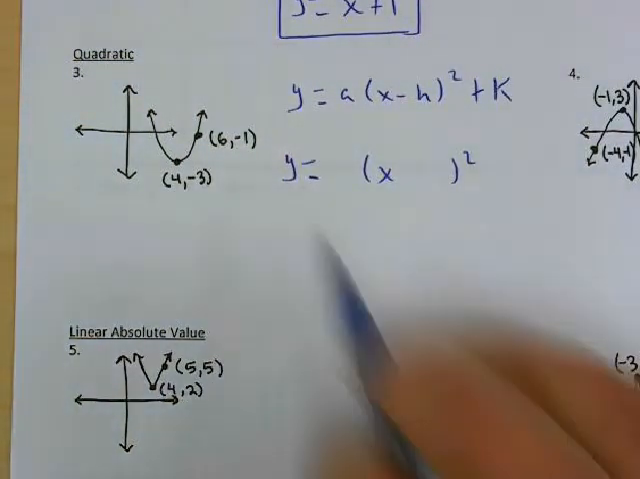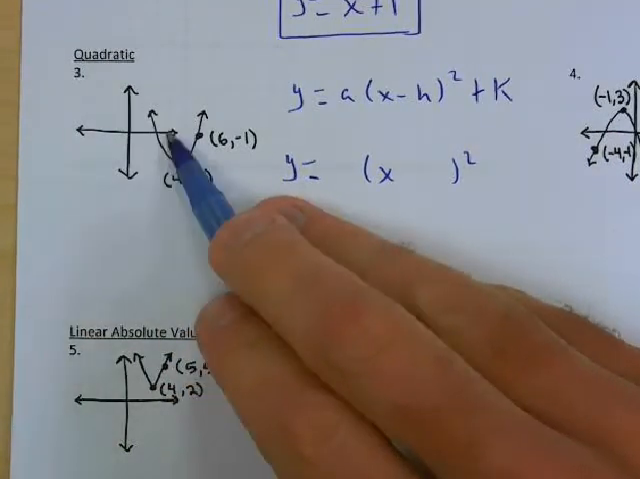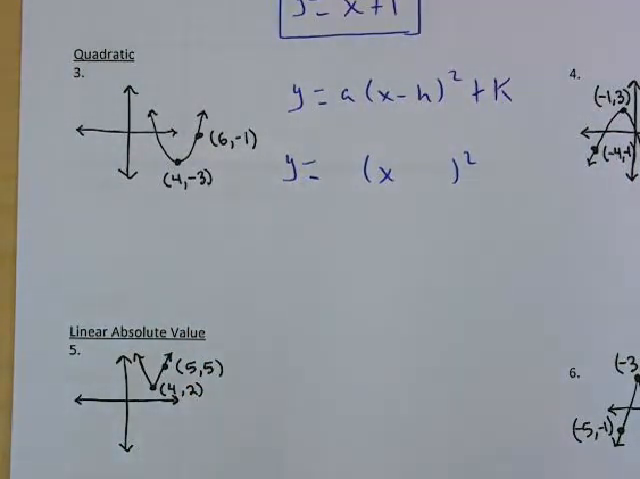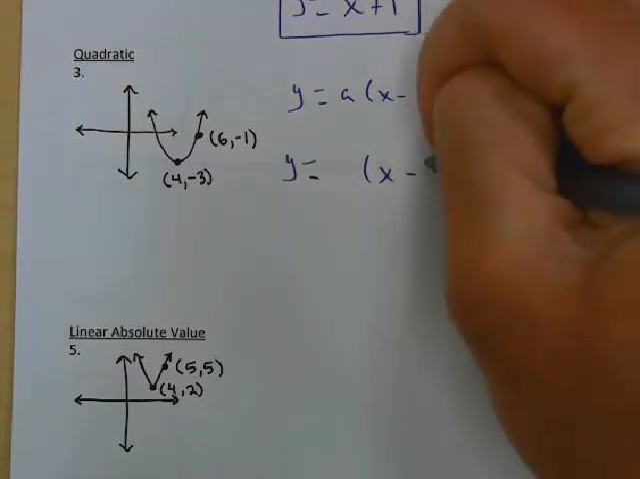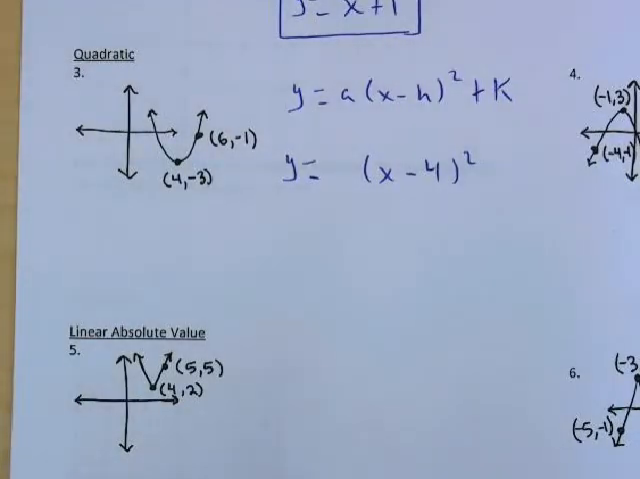Now, just think about it. To move 4 spaces to the right, how are we going to move 4 spaces to the right? What do we have to have in our equation? Well, we have to have x minus 4 in there. Okay, so we know that's that part of the equation.